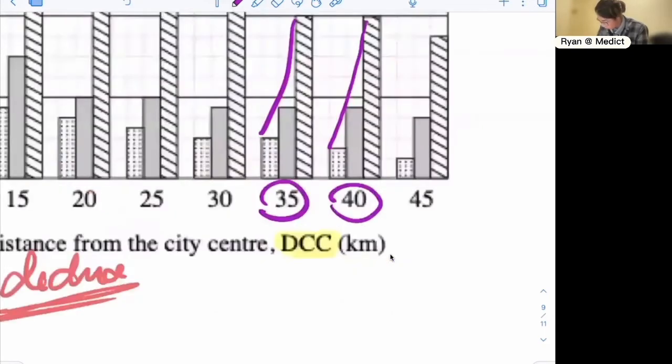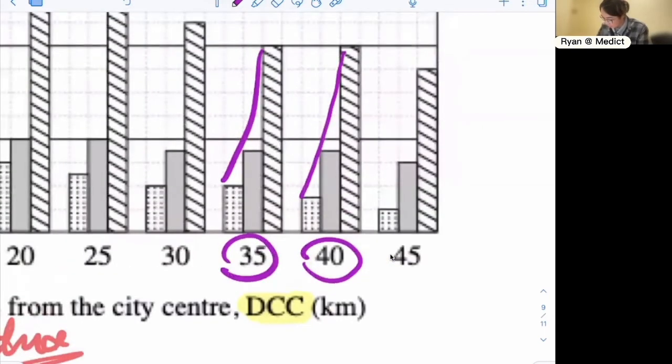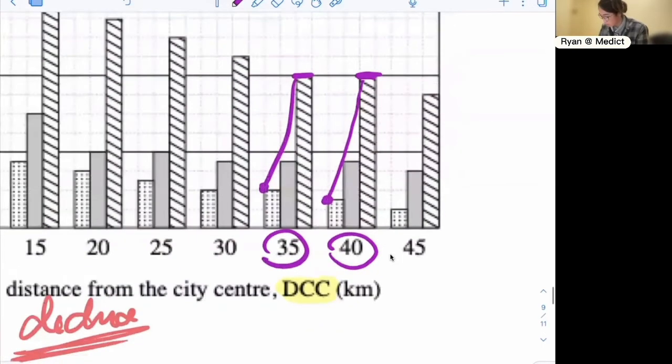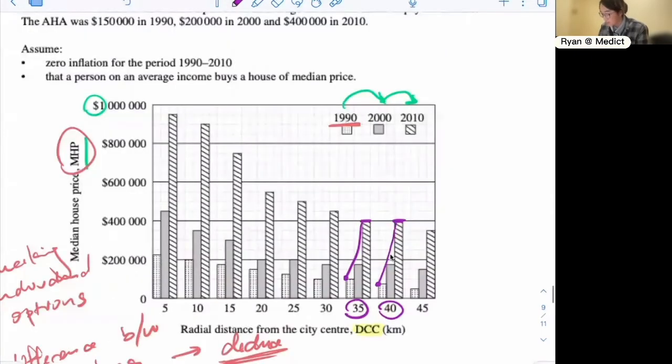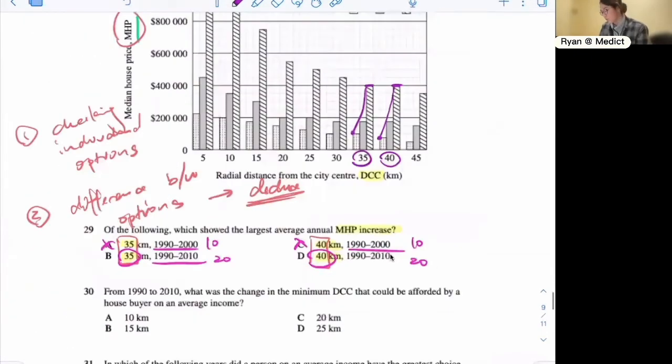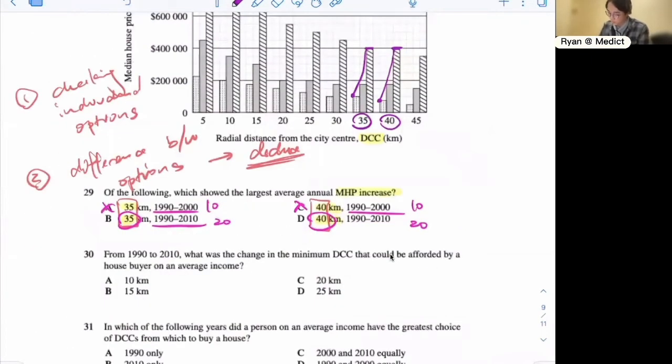Okay, so zoom in, you can see that they reach the same highest for both 35 and 40. However, the starting point of 35 is greater than the starting point of 40. So what that means is what? Which one has the highest increase? It's definitely just option D, right? 40 kilometers from 1990 to 2010.